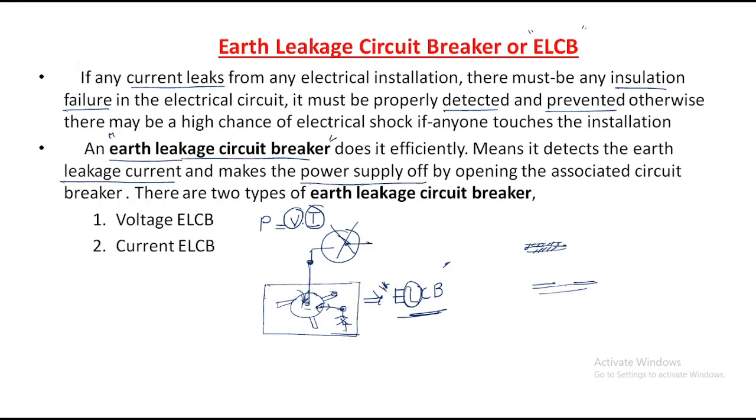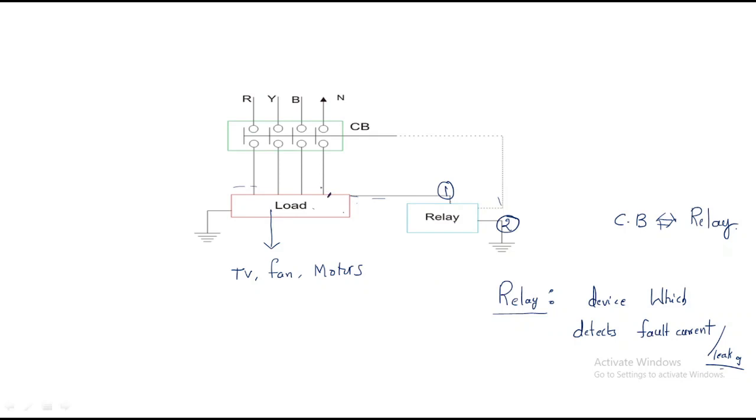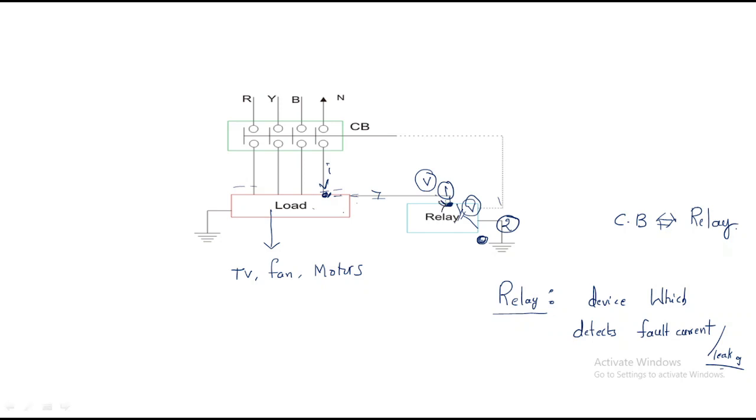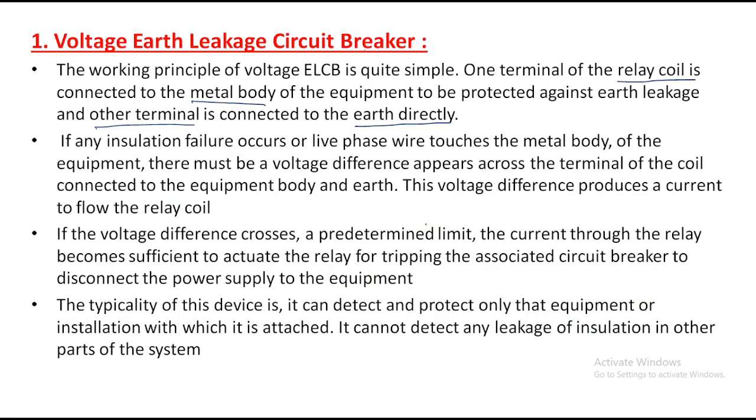Look here. Whenever any touch occurs, for example this phase touches this body, current will flow through this body and enter the relay. At this point we have some voltage, and at ground the voltage is automatically 0. The voltage difference between these two points is some V, so current will flow through the relay coil.